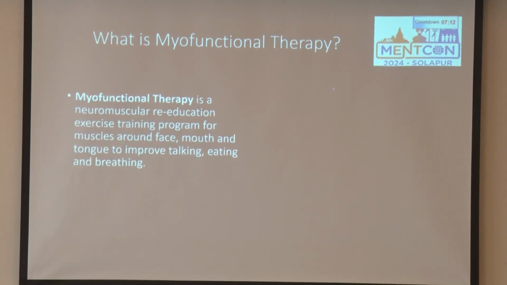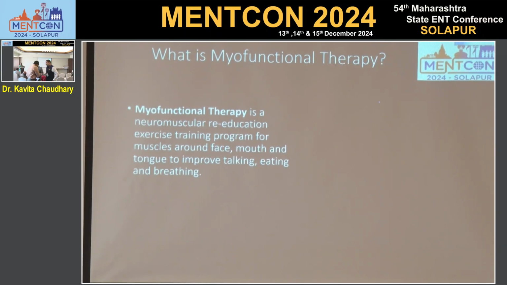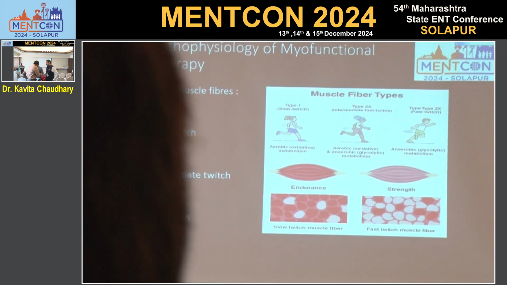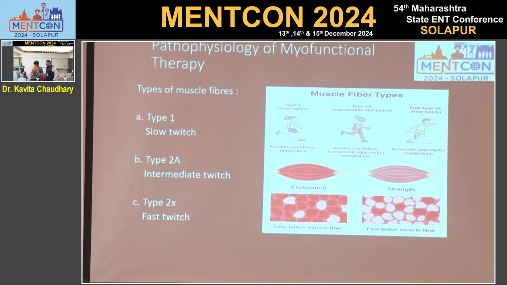As we are talking about myo and function, let's go to the basics of muscle fibers. We have three types of muscle fibers in the body. There are slow twitch muscles. The best example to explain these slow twitch muscles are marathon runners. They go on and on and on. I call it a Duracell battery.